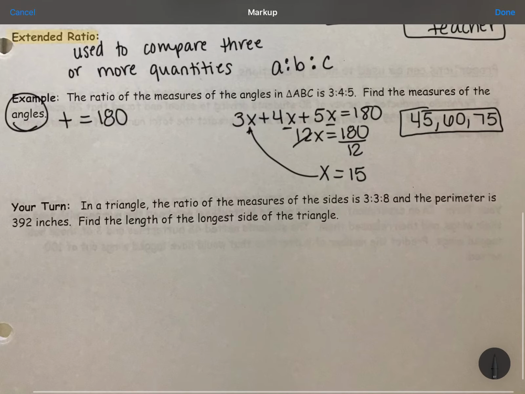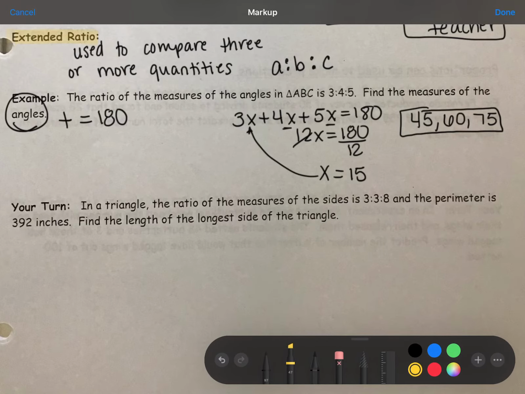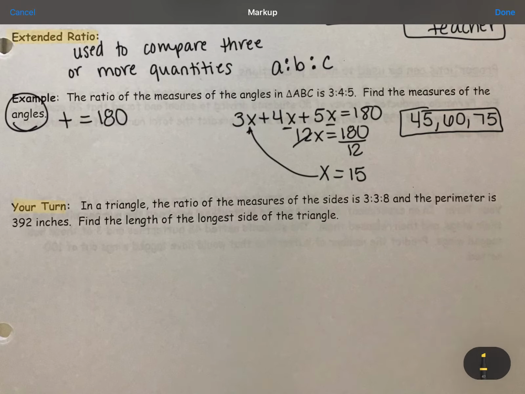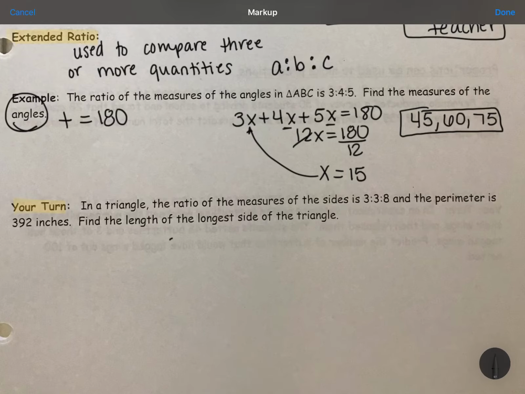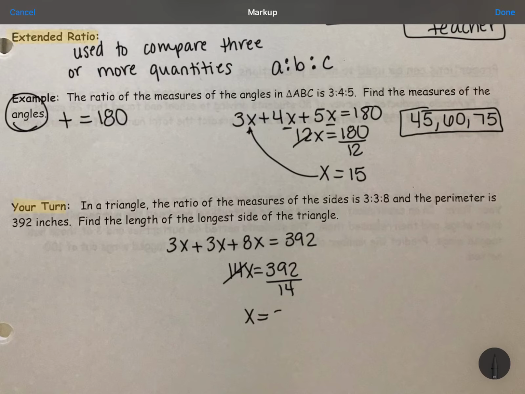All right, so pause the video and try the your turn. Unpause the video and see if you got the correct answer. I'll just work this out real quick so you can come back and check your answer. So we've got 3x plus 3x plus 8x equals 392, because that's what they told me the perimeter of the triangle is. And so this gives me 14x equals 392, divide by 14, so x would equal 28.